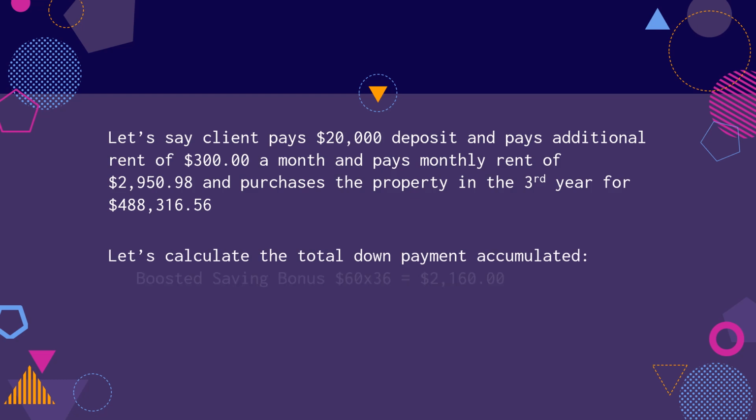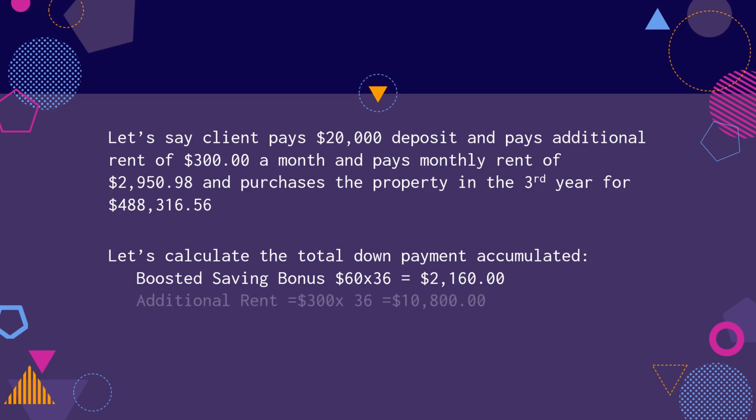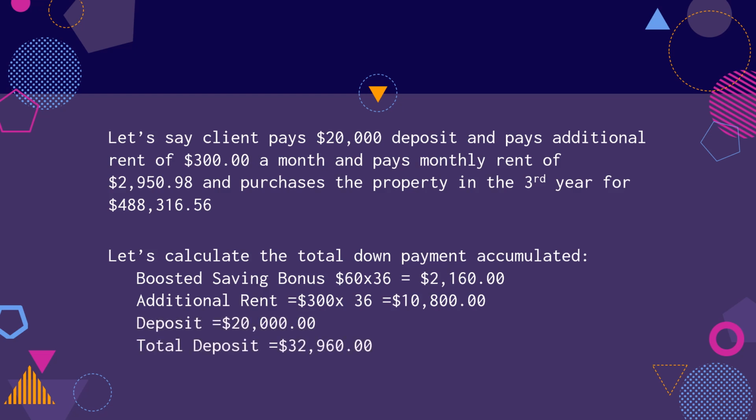So let's calculate the down payment. The boosted saving bonus will be $60 per month times 36 months. That's $2,160. The additional rent at $300 times 36 months, that's $10,800. The deposit was $20,000, so the total deposit saved is $32,960.